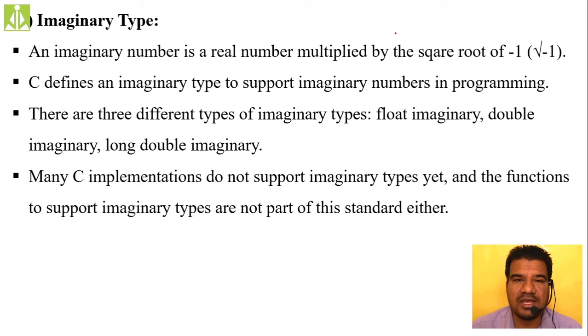So that is the reason why all such numbers, all such numericals, we are calling them imaginary types. To represent imaginary types in C programming, we have a special type known as imaginary type. And this special imaginary type is also categorized into three: float imaginary, double imaginary and long double imaginary.